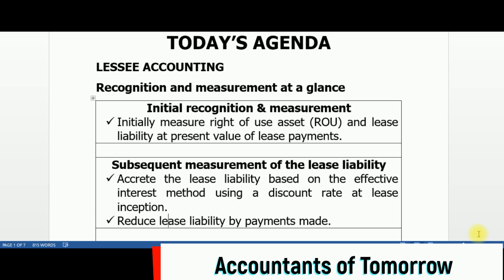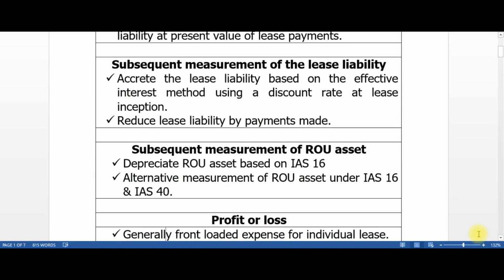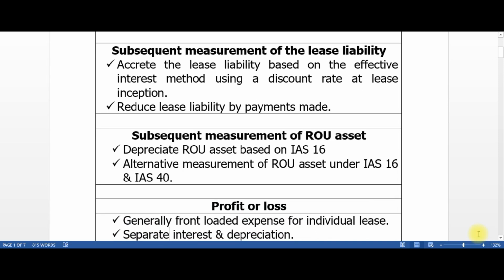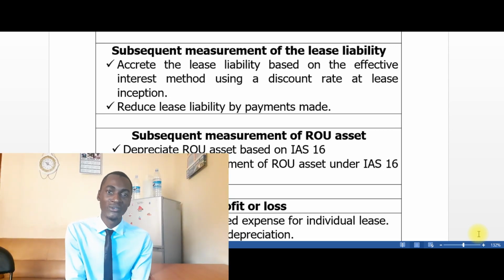You can see that for subsequent measurement of the lease liability, let us start with the lease liability. How do we subsequently measure the lease liability? Remember, initially we recognize the lease liability and measure it at the present value of the lease payments. Now subsequently we accrete the lease liability based on the effective interest method using a discount rate at the inception of the lease. So subsequently this lease liability is increased by the finance cost, which is computed using the interest rate implicit in the lease.